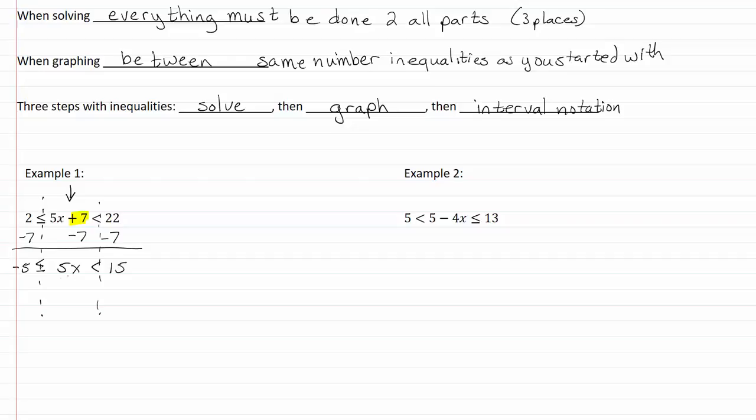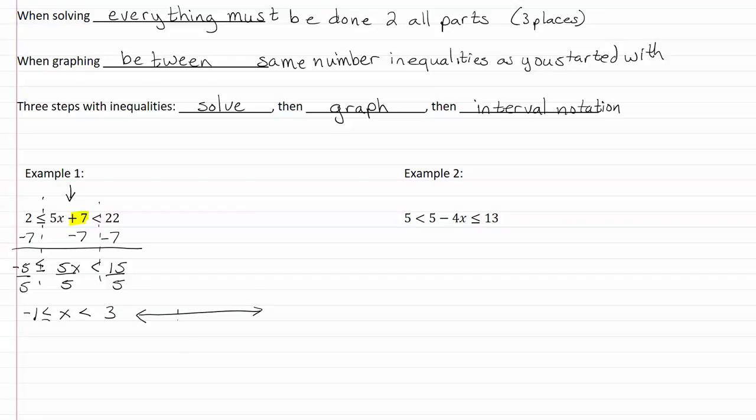Again, I'm starting in the middle. This time I'm going to be dividing by 5. Again, notice that I've got 3 places where I'm dividing by 5. And I'm going to end up with my final answer as being negative 1 less than or equal to x less than 3. So I've now solved it. Let's graph it.